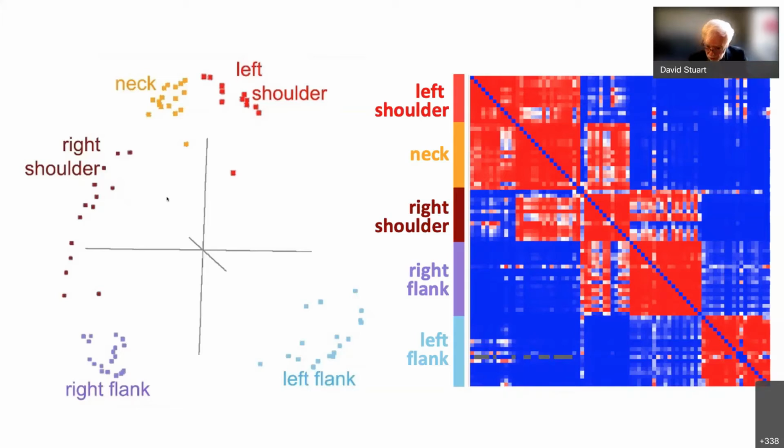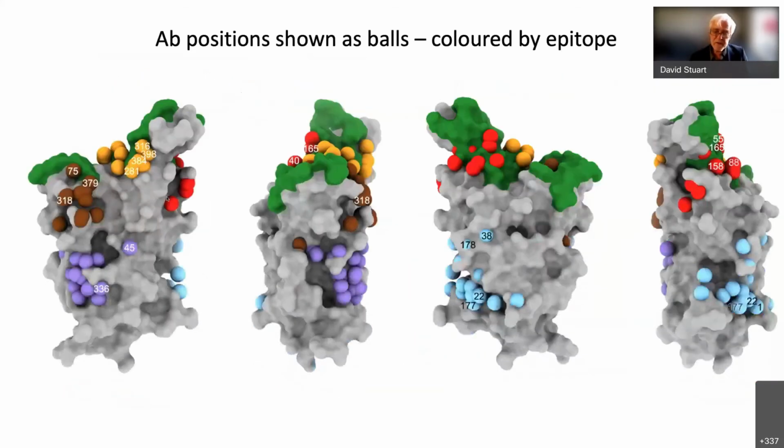We can call them left shoulder, neck, right shoulder, right and left flank. Furthermore, if we color by this epitope, we can position those on the receptor binding domain, and we can see that indeed there are these epitope clusters, and essentially these top 3 clusters in particular are very close to the green region, which is where the ACE2 binds.